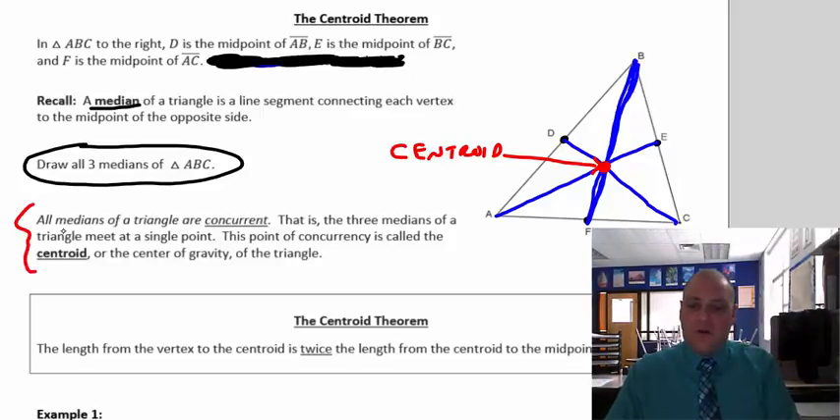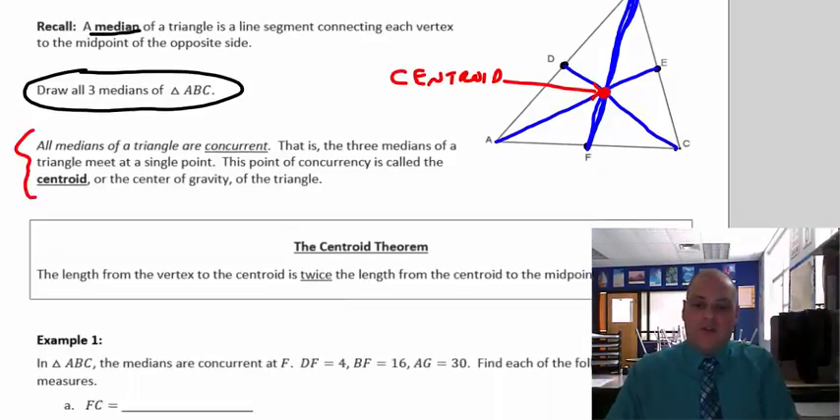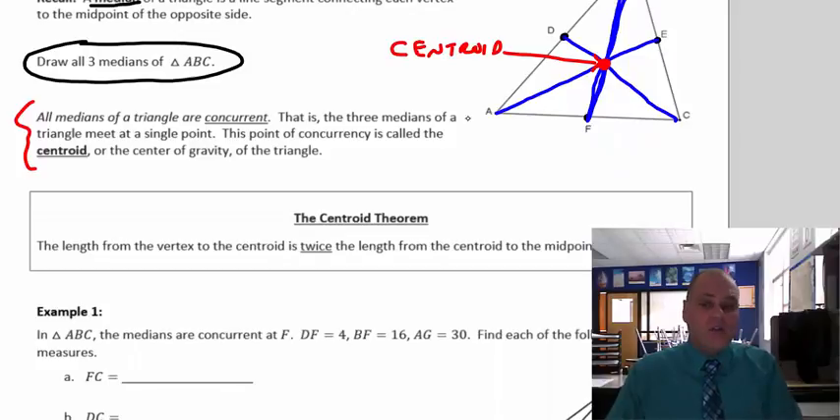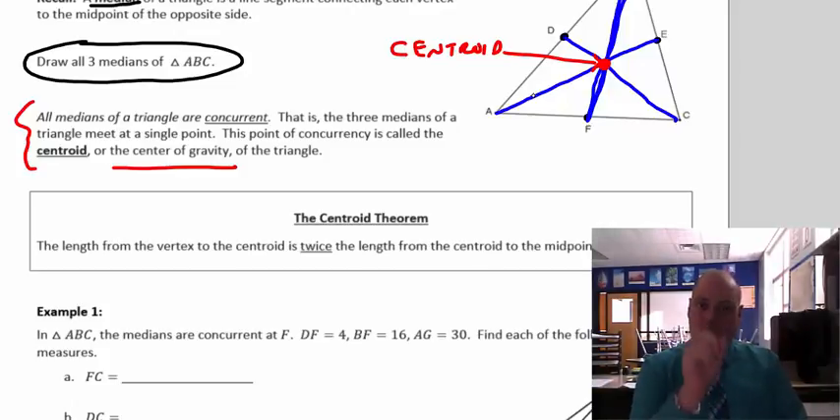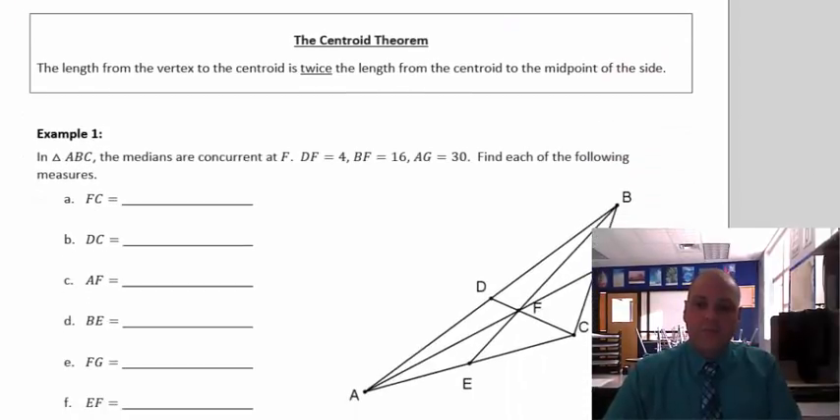This is just a refresher for you. It says it right here. All medians of a triangle are concurrent. That is, the three medians of a triangle meet at a single point. This point of concurrency is called the centroid, or the center of gravity of a triangle. So that is the center of gravity. You could balance a triangle on that point. You could put a triangle on your finger and you could balance it. All right, that is the center of gravity.